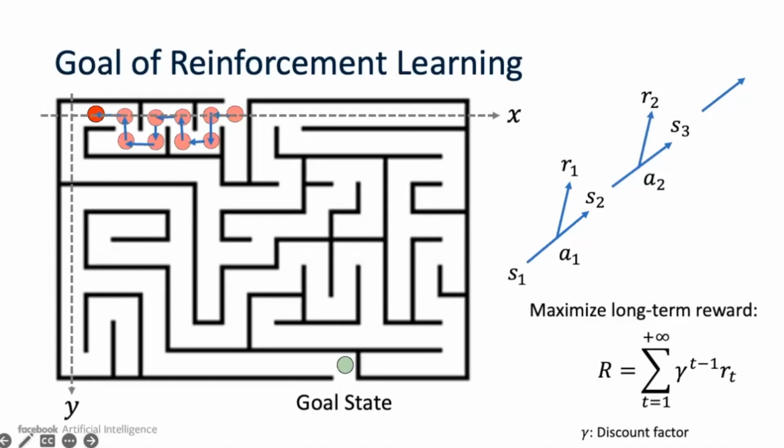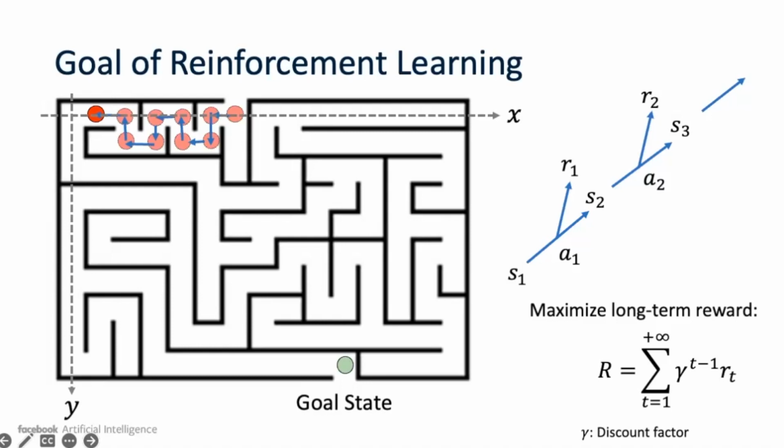So the goal of reinforcement learning overall is to maximize the long-term reward by maximizing this capital R function. And that long-term reward usually is a linear combination of all the short-term rewards, the one-step rewards. And here gamma is a discount factor. Basically it means that you want to favor short-term reward, but you also want to consider long-term reward as well. But the long-term reward will be discounted using the discount factor gamma. That's basically the goal of reinforcement learning.